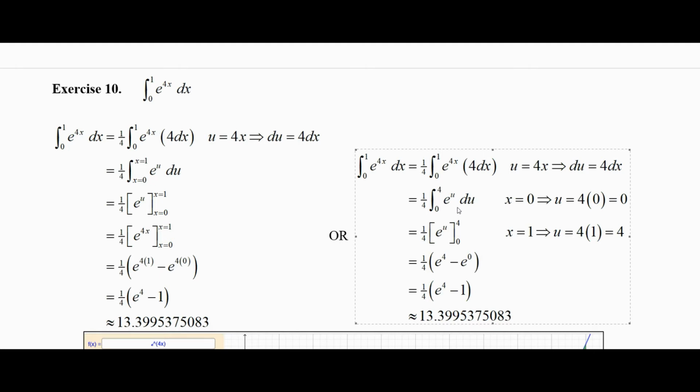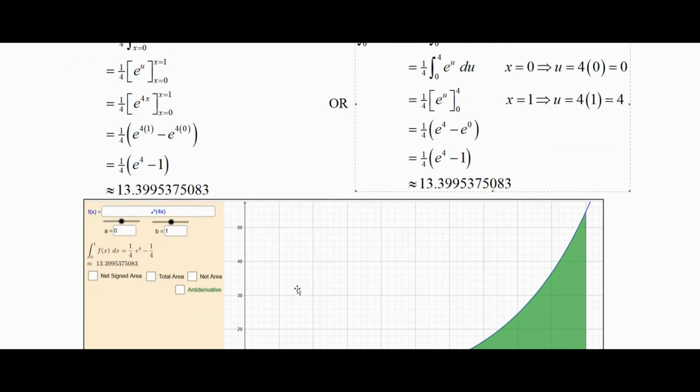The advantage of this one is I do not have to switch back to x's. Once I get my antiderivative in terms of u, I can just plug these values in for u. Of course, the disadvantage is you do have to figure out what the u is when you change those here. So, it's about the same difference either way. Plug in the 4, plug in the 0, evaluate, and you're done. Okay, so again, the same answer either way.